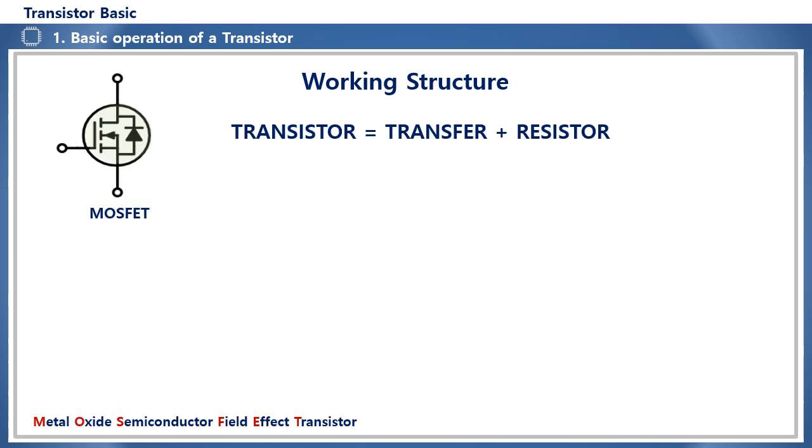This is the working structure of the preceding bipolar transistor, and we will learn about another type of transistor, the MOSFET. MOSFET is an abbreviation for metal oxide semiconductor field effect transistor.